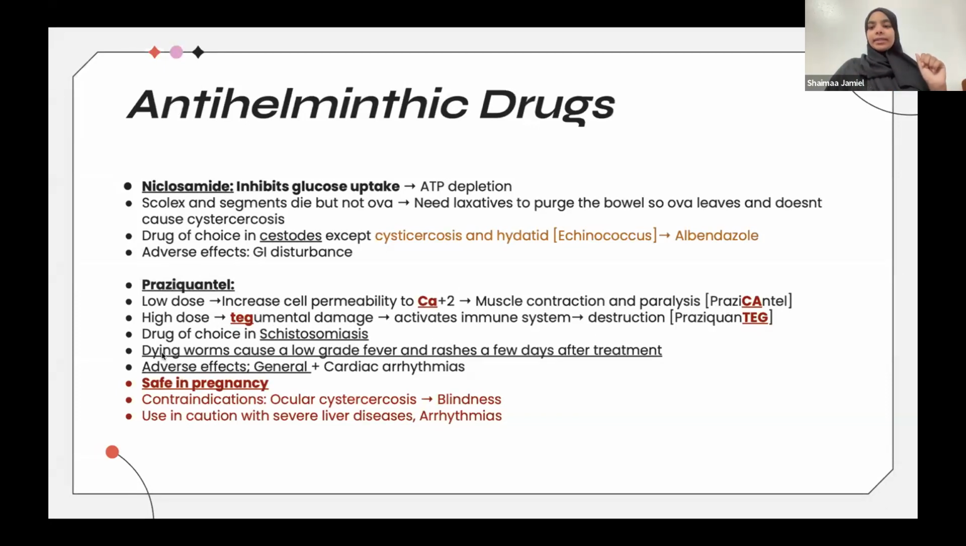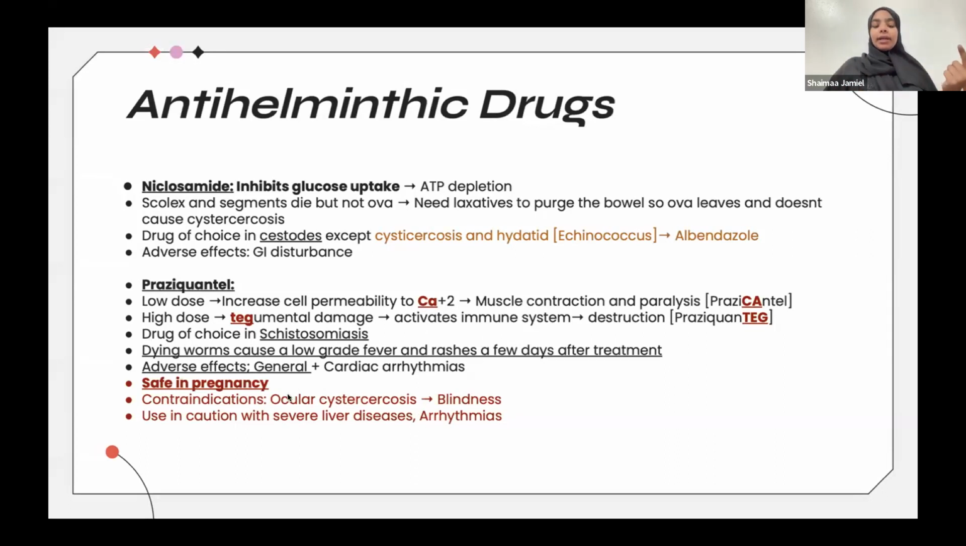And the dying worms can also cause a low-grade fever and rash. And this is one of the side effects, but it's not to the extent of the Mazzotti reaction. And the adverse effects include GI effects and headaches and nausea, all the side effects that are always there. But importantly, cardiac arrhythmias, okay? And maybe it's related to calcium, but basically it causes cardiac arrhythmias, and that's why it's contraindicated in arrhythmias or used with caution in arrhythmias.